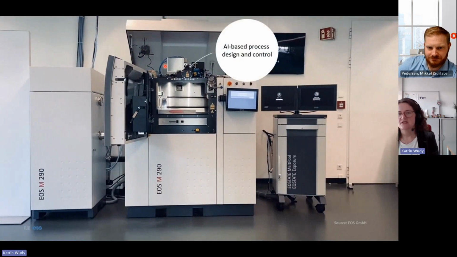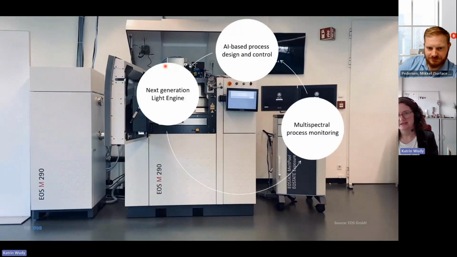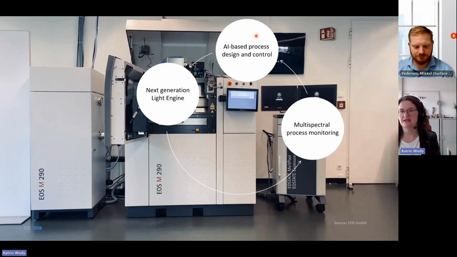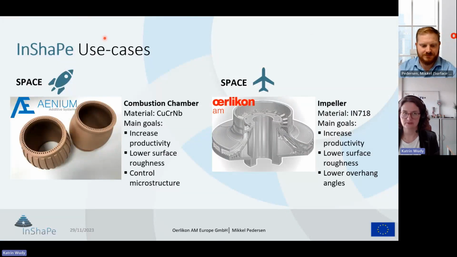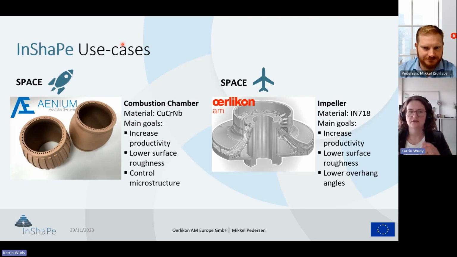So on that slide, you see again the different technical innovations we are working on. Today, we are mainly talking about this next generation light engine, the KPIs we are aiming for, and the process control topic. So this was the idea and the technical innovation behind the project. Now we are moving on to what use cases we are already involved in the InShape project, and therefore I hand over to Mikkel. Thank you, Katrin.